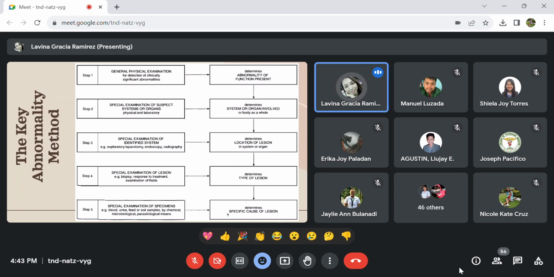I think in your small animal medicine, there are common signs that have been presented to you that will lead you to a certain differential diagnosis. And this is the same in large animal. Step 2, examination of suspect systems or organs. Now, during general physical examination, there's a problem in the gait. So you check the musculoskeletal system, whether the animal has lameness or something like a nervous problem. Then in step 2, you check whether there is a problem in that system.